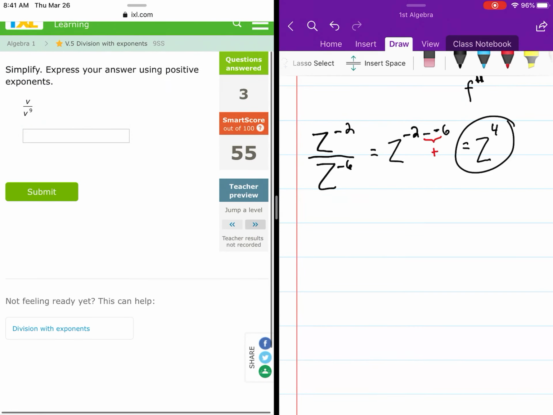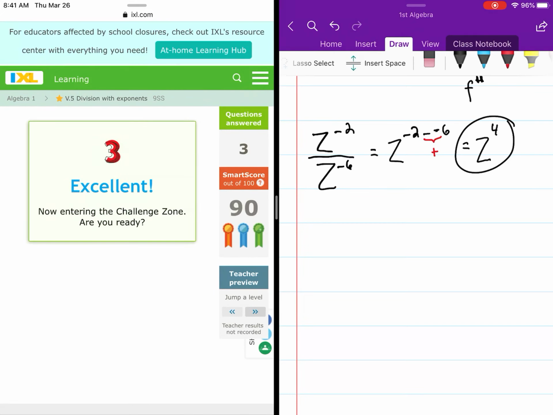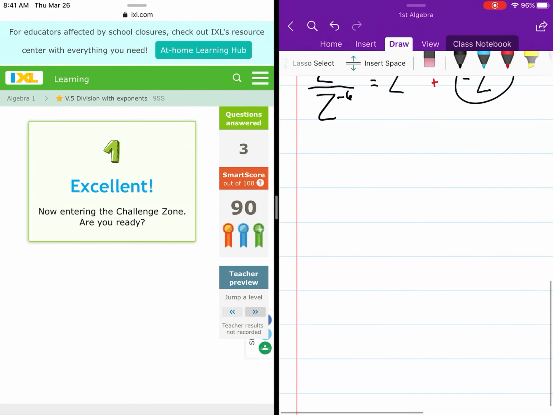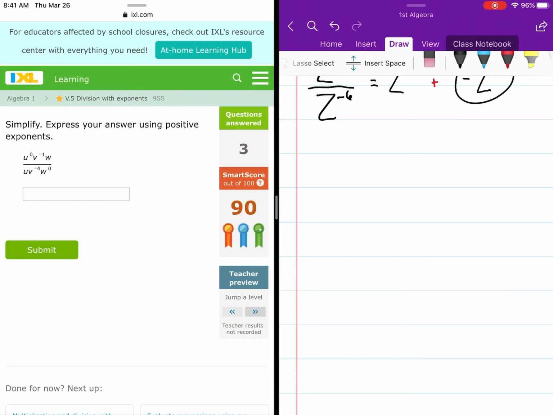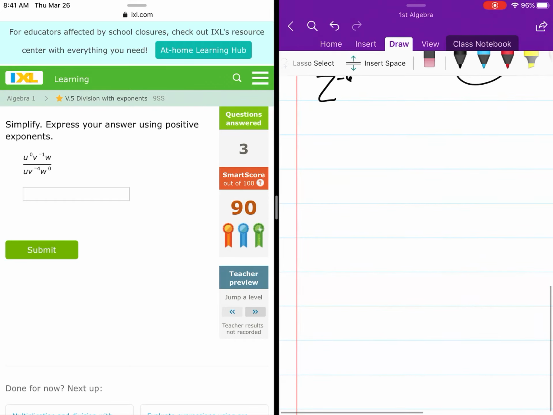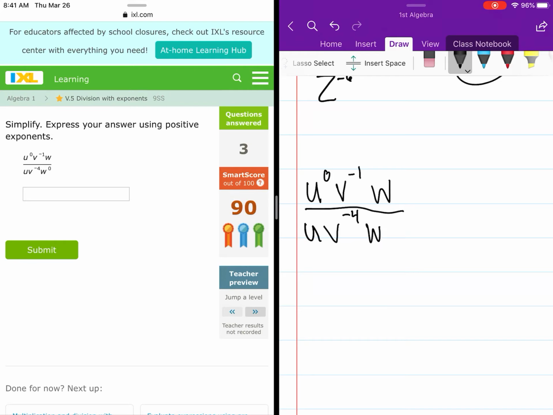Right, then as you go on to the last examples, once you get up to the higher levels, it's pretty much the same thing. And then the very last part is going to be the same thing, but with more than one letter. So I'm just going to go ahead and do this one right here real quick, and then we'll move on to the next video shortly. So U^0 V^(-1) W divided by U V^(-4) W^0.